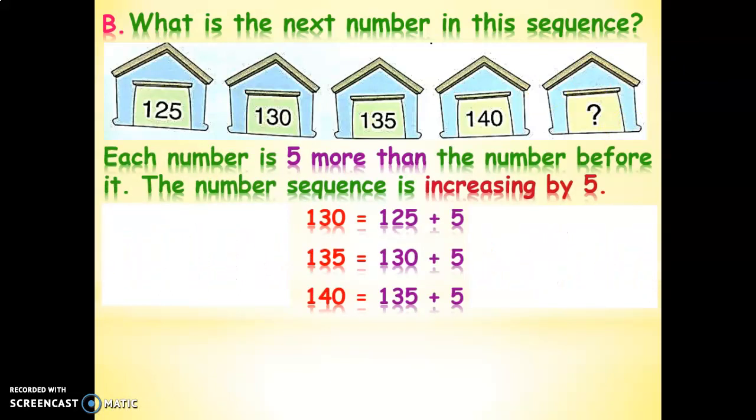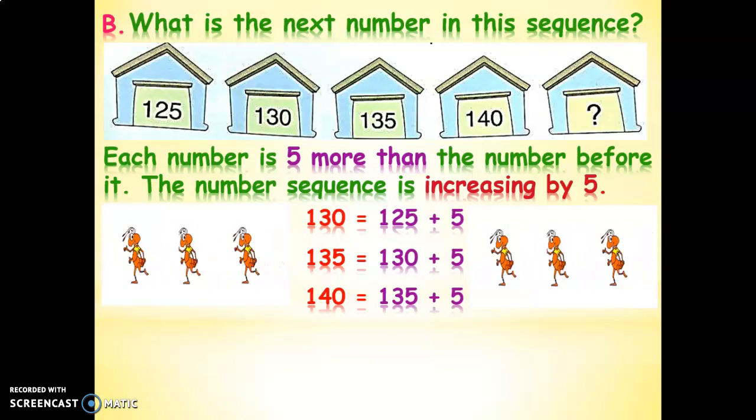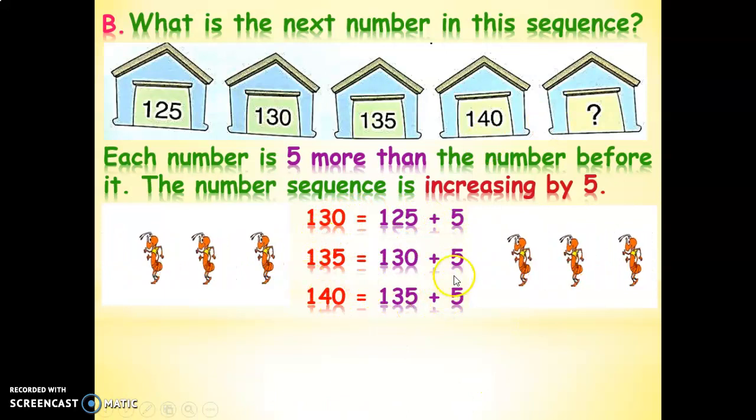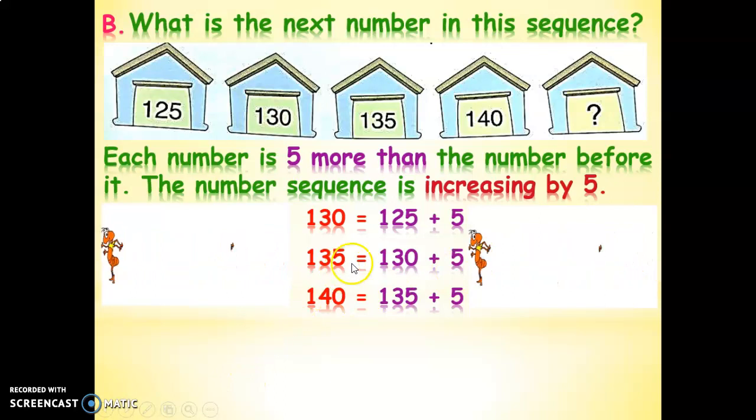From here you can see that each number is 5 more than the number before it. The number sequence is increasing by 5. So this is how we get the answer for this number sequence. We have to do increasing by 5, get the number more than 5, or simply do plus 5.